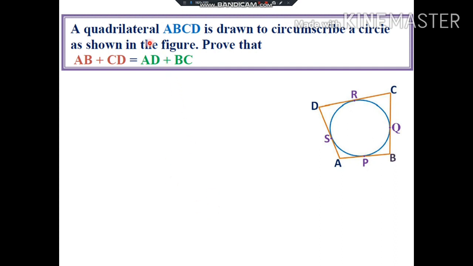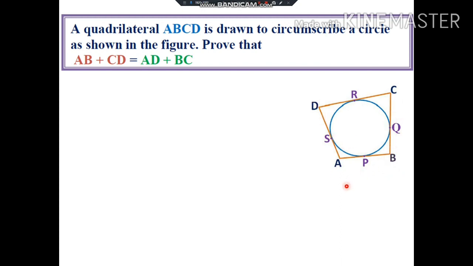Dear children, let us consider a problem. A quadrilateral ABCD is drawn to circumscribe a circle as shown in the figure. Prove that AB plus CD is equal to AD plus BC. Dear children, the figure is here. So we have to prove AB plus CD, AB this side plus CD opposite side, is equal to AD plus BC.